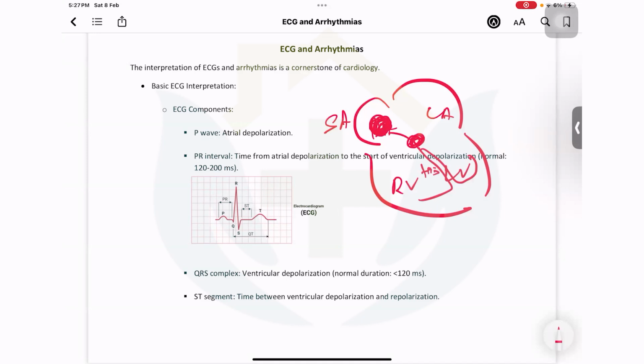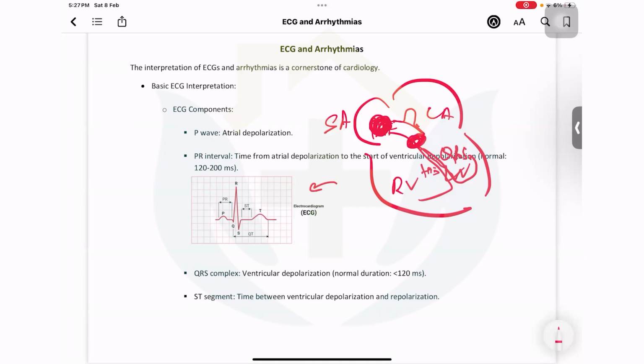So when the wave travels from SA node to AV node, we have a P wave. This is atrial depolarization, and then there is some delay here, and then it becomes QRS here. And then the repolarization is the T wave, as you can see in the ECG drawn here.